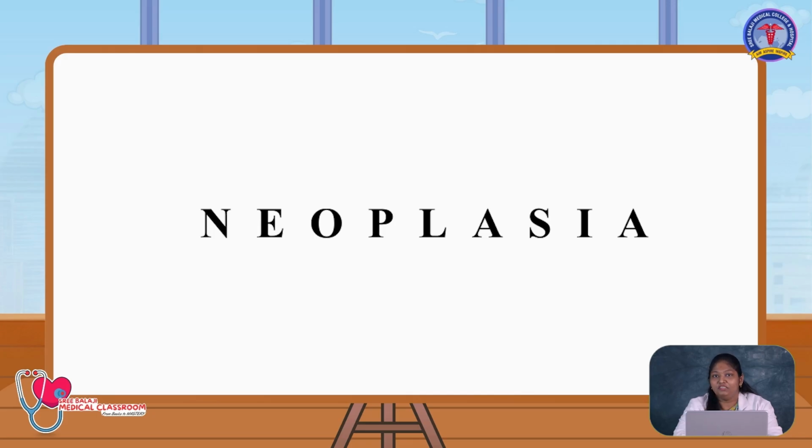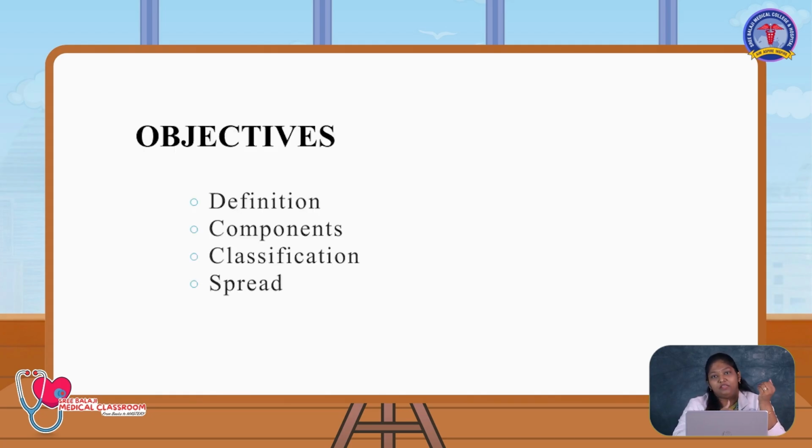So the topic of the day is general pathology, where neoplasia is a big and major topic. Today we are going to see only the introduction to neoplasia, which handles 5 major objectives. The take-home message for today will be the introduction to neoplasia, the components of neoplasia, then the classification, or how they have defined it in detail, then moving on to the spread. These are the 5 major objectives for the introduction to neoplasia that we are going to discuss in today's class.